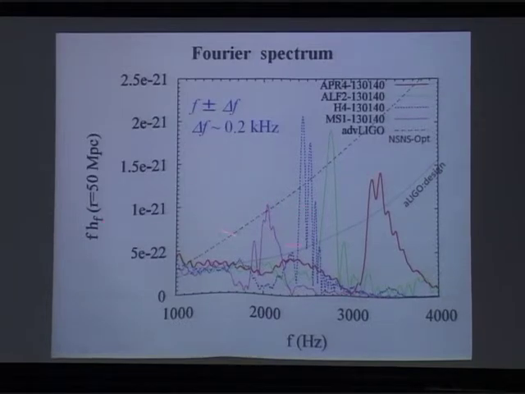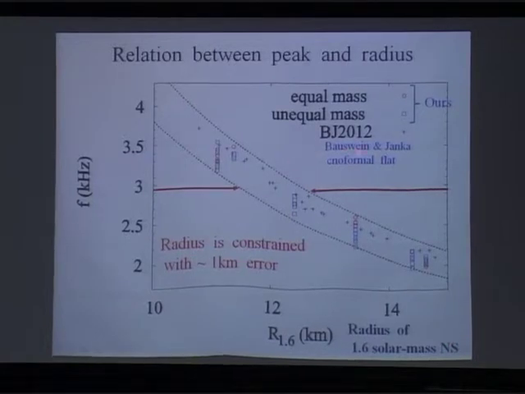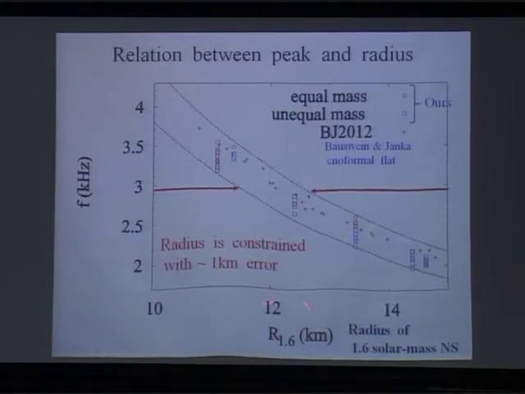But if a merger fortunately occurs, for example, within a radius of 30 megaparsec or something like that, such gravitational waves will be detected, and if we can detect a gravitational wave like this, we can constrain the equation of state. So this is a relation of the peak frequency as a function of the stellar radius, in this case the radius of a 1.6 solar mass neutron star, following the work by Bernuzzi and others. There is a very clear correlation between the peak frequency and the stellar radius. So this means that if the peak frequency is measured, for example if it is about 2.95 kilohertz, we can constrain the radius of this neutron star within 1 kilometer. So this means that we can constrain the equation of state very strongly.